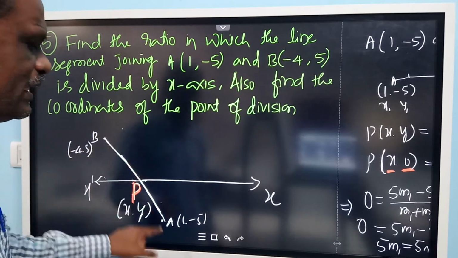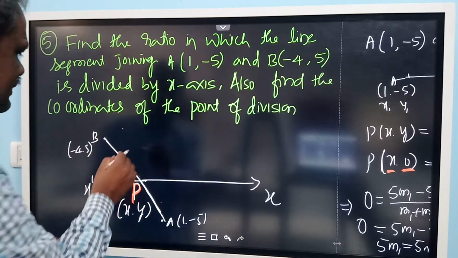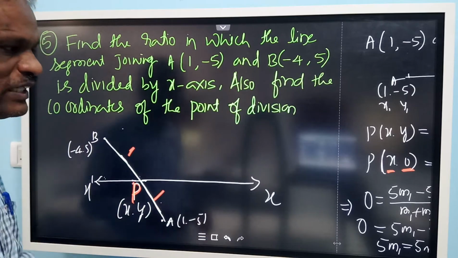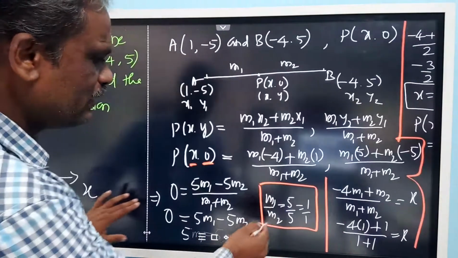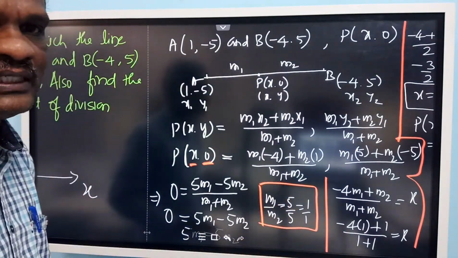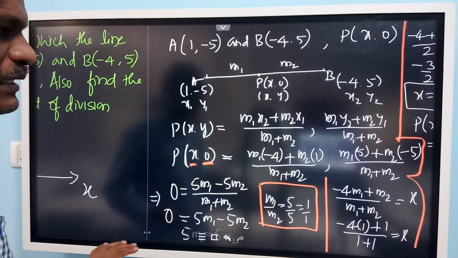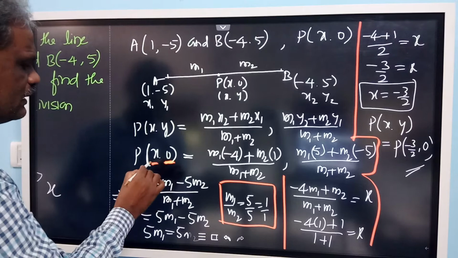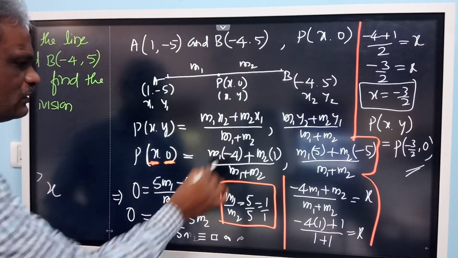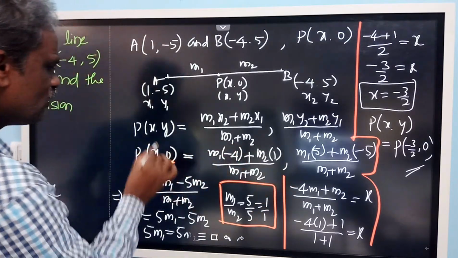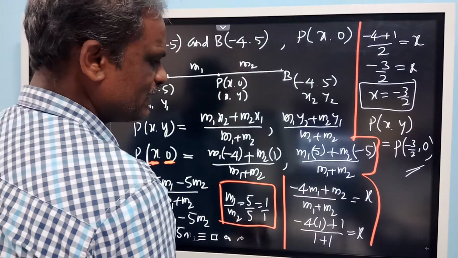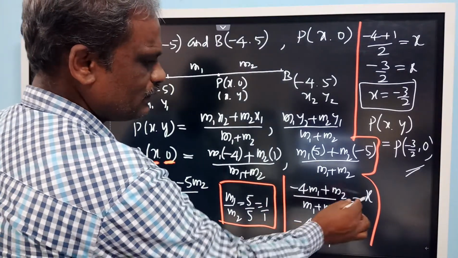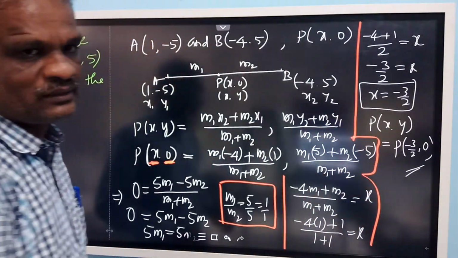This must be the midpoint, because this is 1, this is also 1, a 1:1 ratio we are getting. m1 by m2 is in the ratio of 1:1, therefore it must be a midpoint. So then to find the x coordinate, y coordinate is known, x coordinate we do not know, therefore you use this one, x coordinate equate. Once you equate this, you will get x value as minus 3 by 2.